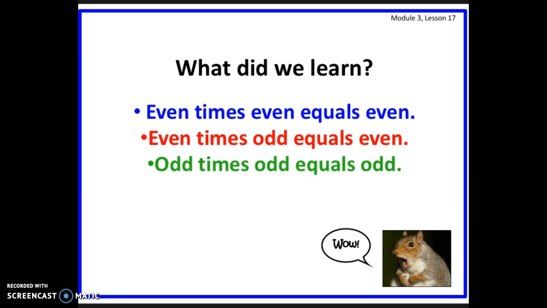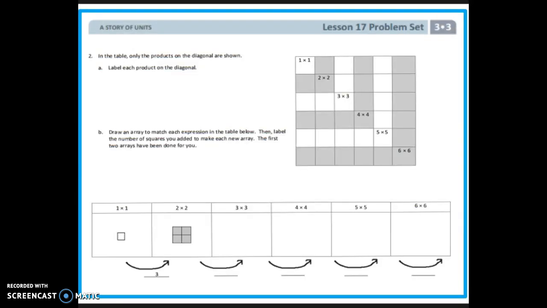What did we learn? That even times even equals even, and even times odd equals even. The other pattern that you should have noticed is that odd times odd equals odd. Okay, let's move along to number 2.